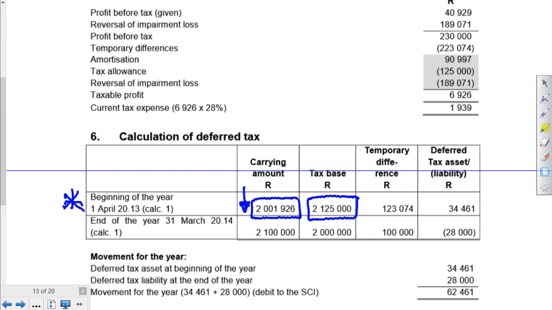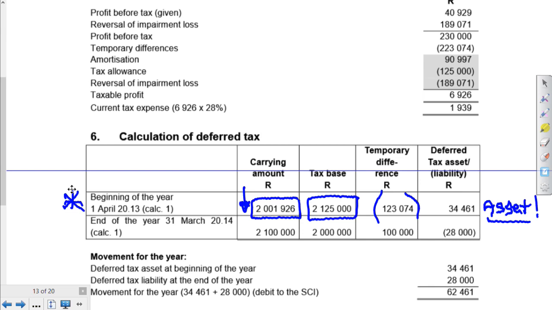When I say one minus the other, I'll end up with a minus, and I would put brackets around it. When I multiply a minus by minus 28%, I'll end up with an asset. Whereas usually with our PPE, we see a deferred tax liability. Do you agree? When we have impairment of assets, usually we'll end up seeing a deferred tax asset. But it's nothing to panic about.